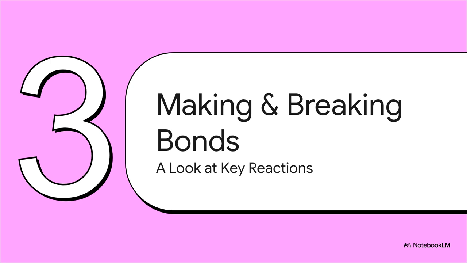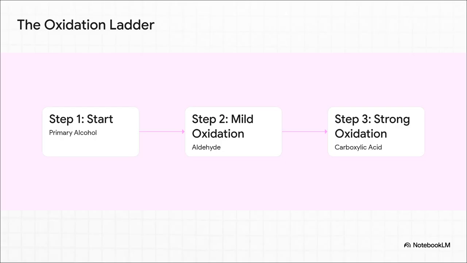How are these molecules actually built in the lab, and how can we use them as building blocks to create other really important compounds? A really common way to make them involves what we call the oxidation ladder. Think of it like this. You start on the ground floor with a primary alcohol. If you gently oxidize it, you climb one step up the ladder to an aldehyde. But if you want to keep going, you can use stronger conditions and more heat to climb all the way to the top and form a carboxylic acid. It's a really controlled way to move between these compounds.